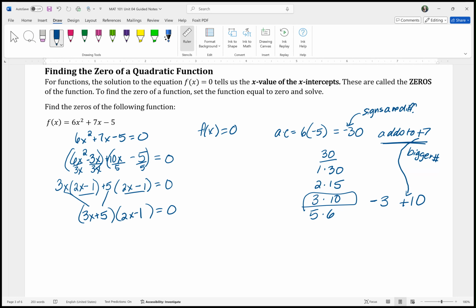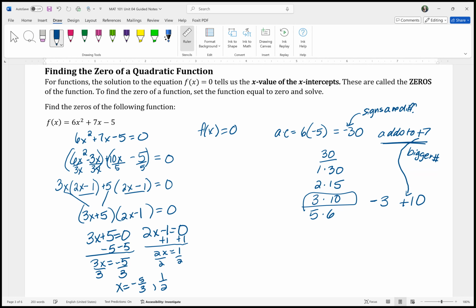And then finishing this out gives us 3x plus 5, setting each one of these equal to 0. So equal 0. And then 2x minus 1 equals 0. Solve both of these. So minus 5, 3x equals negative 5, divide by 3. And we get x equals negative 5/3. Here we've got plus 1, 2x equals 1, divide by 2, and x equals 1/2. So our solutions to f of x equals 0 are our zeros. So these are our zeros to the function f of x.